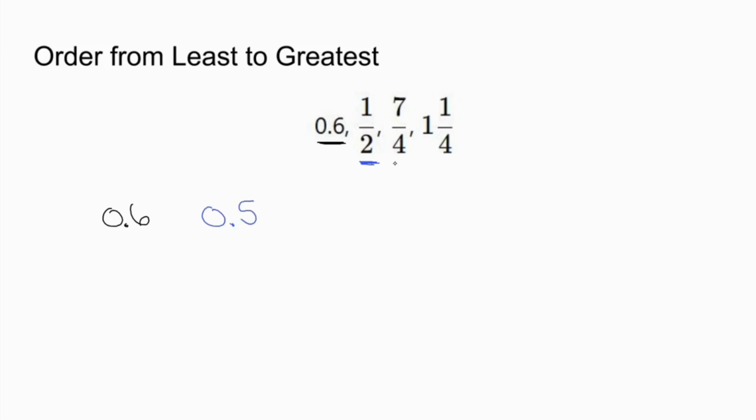Now, I'm going to look at 7/4, and I'm going to view 7/4 like money. So 7/4 is $1.75. So 7/4 is 1 75/100. 1 1/4 is going to be the same thing as 1 and 25 cents. So I'm going to write 1 1/4 as 1.25.